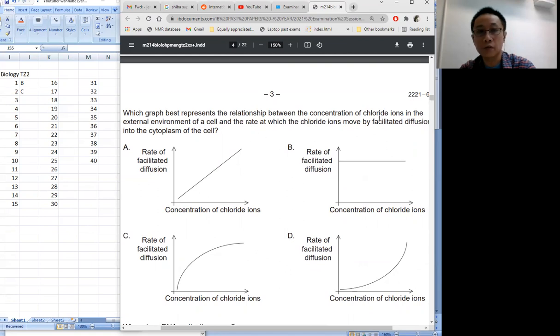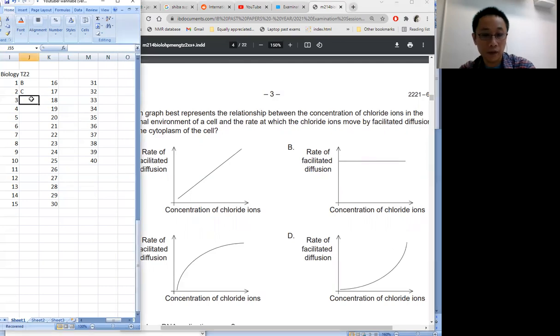Facilitated diffusion, however, is a process that requires protein channels. And if the channels are all in use at a particular moment, then you can have even higher concentrations, or an even steeper concentration gradient, but the limiting factor would be the availability of chloride channels. So the answer should be C.